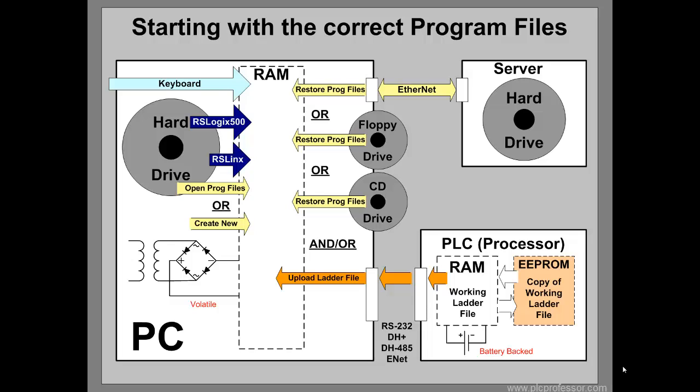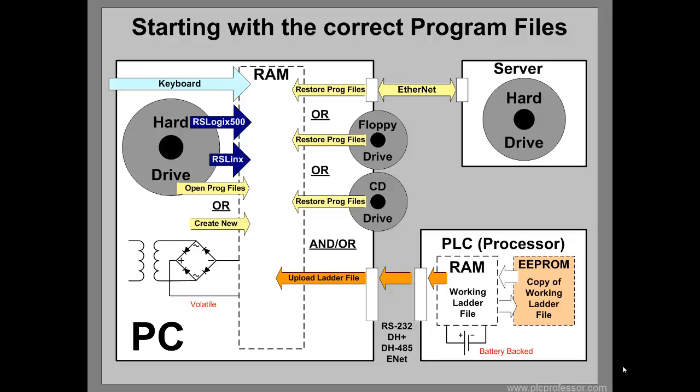And your PC might have a floppy drive. People don't use floppy drives anymore, but you may have a floppy drive and you may be backing up your files on the floppy drive. And of course you can back them up on an optical disk, CD drive, or DVD. The files might be on your hard drive, and of course there's going to be a copy of the program in RAM of the PLC. And if the PLC has an EEPROM, then it probably has a copy of the working ladder file as well.